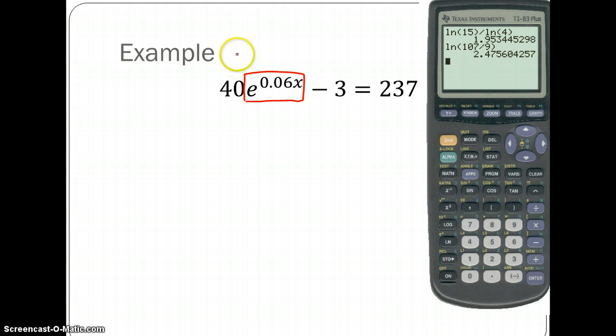And if it helps you, think of this as a problem, not as e to the 0.06x. Think of it as just replace the whole thing with x if you forget which steps to do first. So how do you get x alone? It's the same steps you're going to follow.